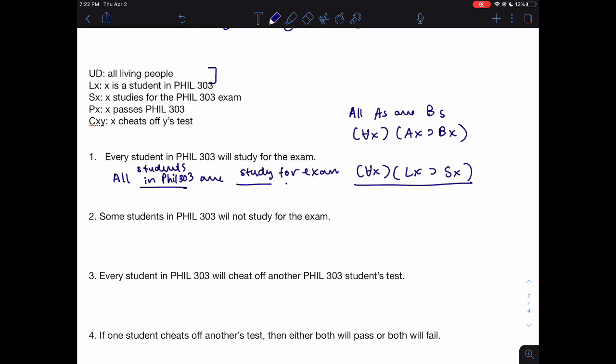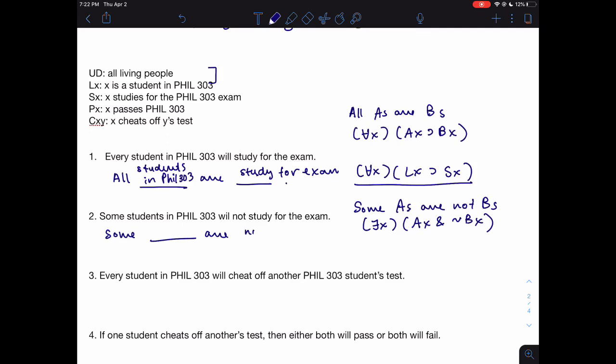Some students in Phil 303 will not study for the exam. This looks a lot to me like an O-type sentence that Aristotle talked about. So some A's are not B's, which has the form, there exists an x such that Ax and not Bx. So now that I know that that's the format it's going to take, I'm going to write some blanks are not blanks. Okay, and here's how I'm going to fill that out. Some students in Phil 303 are not study for the exam.